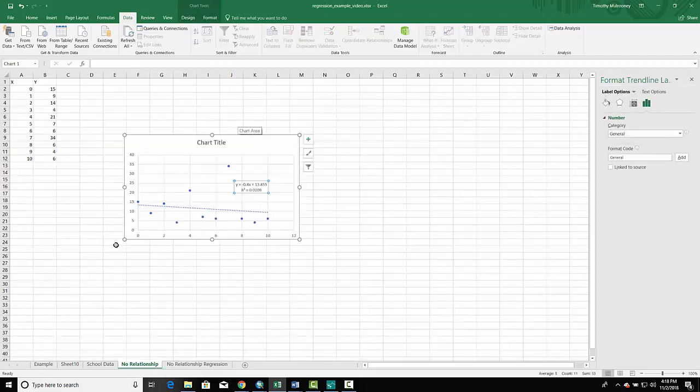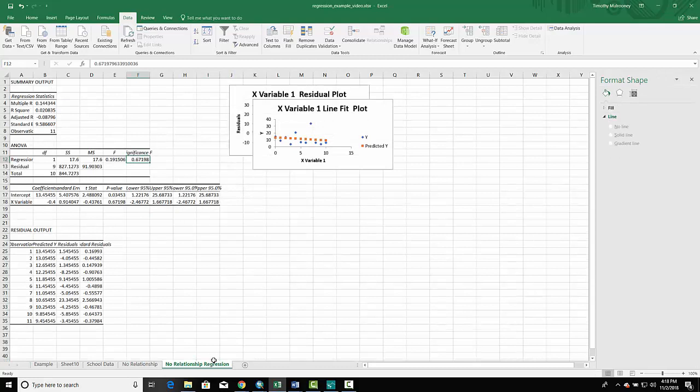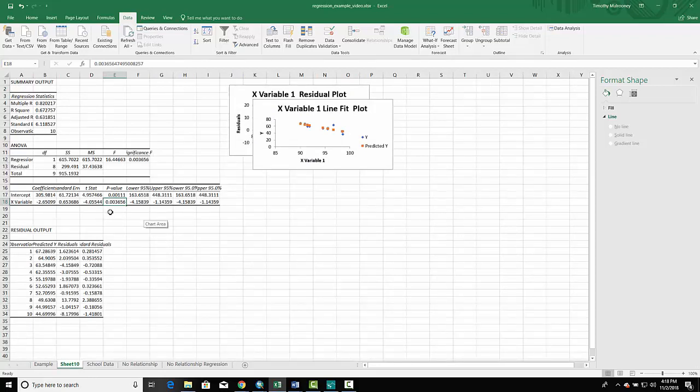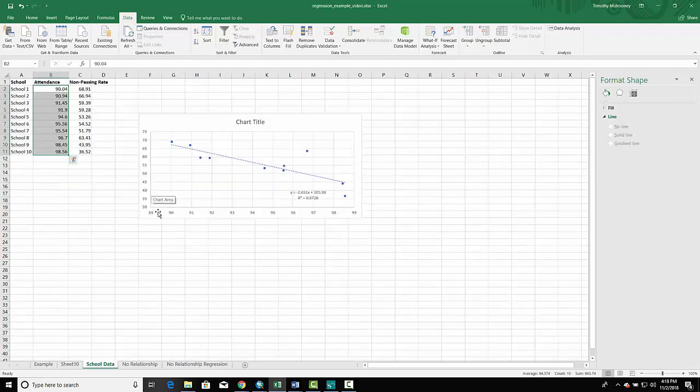So this is just an example where we can see that r squared is very small and this p-value is very high. With this school data, when I run this here, my p-value is extremely small. That's what we want if we want to explain if there are relationships between our attendance and non-passing rates.